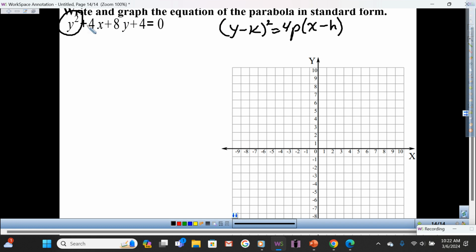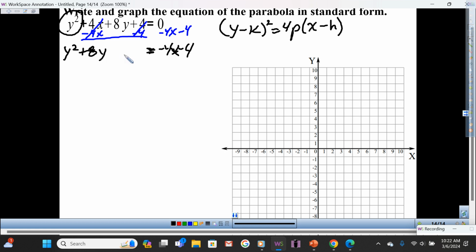So we need to make this look like this, which means on the left side we're going to have the y, and on the right side we're going to have the x. So let's get rid of the x and everything else from here. Leave the y by itself, so we subtract 4x and subtract 4 from each side. So this cancels, and we're left with y squared plus 8y equals negative 4x minus 4.